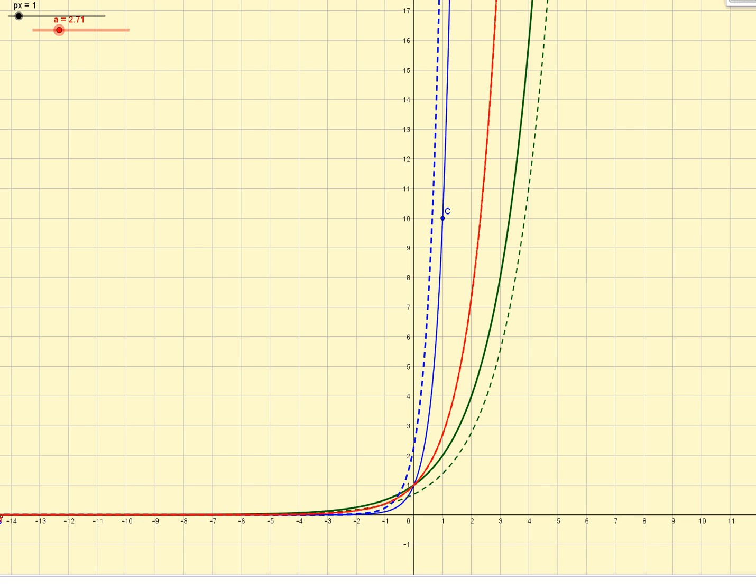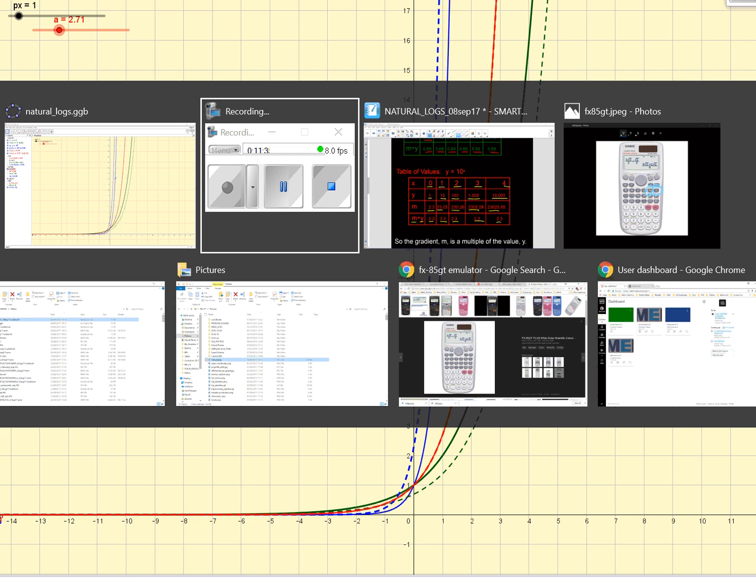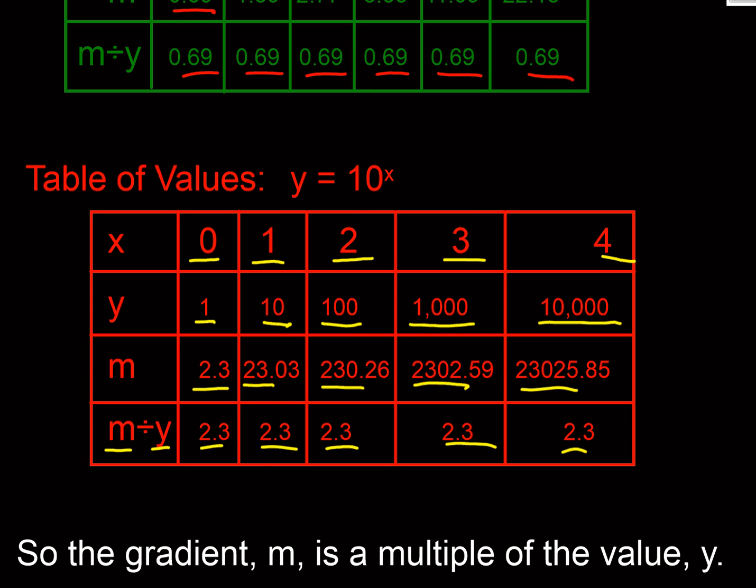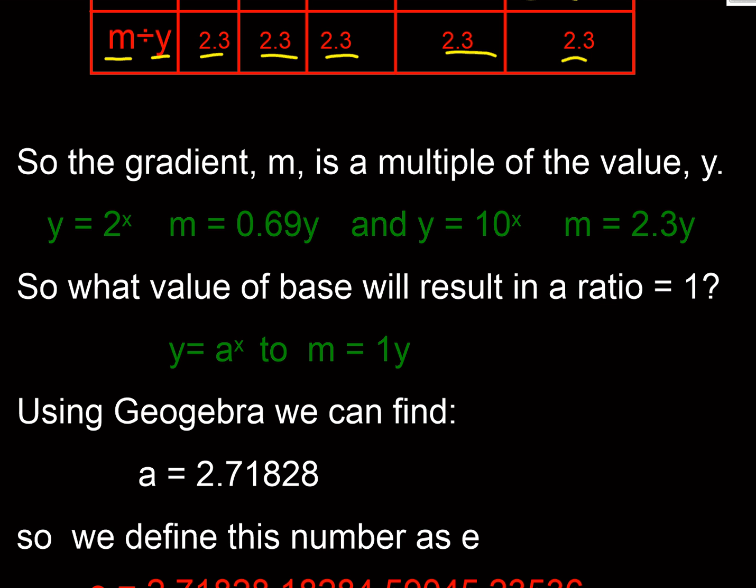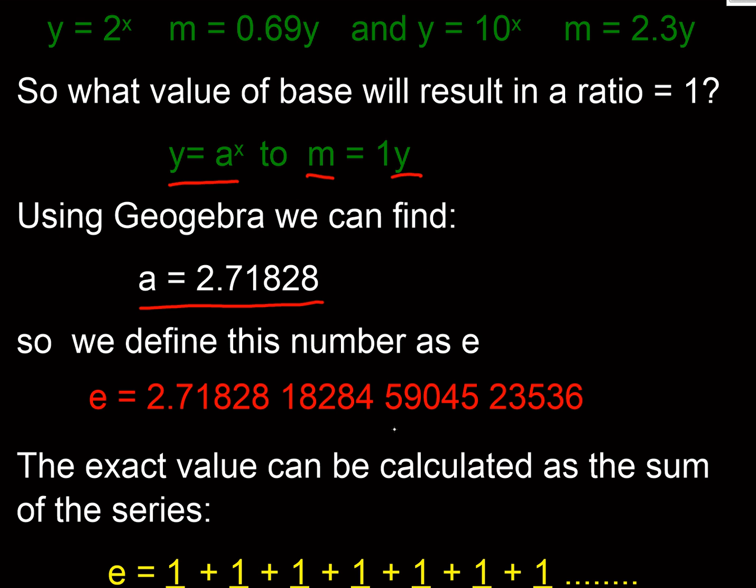So we can see by that little experiment that our value is going to be about 2.71. That's the value at which y equals a to the x has a gradient that is the same as the y value. And if we did it exactly, we would get 2.71828.